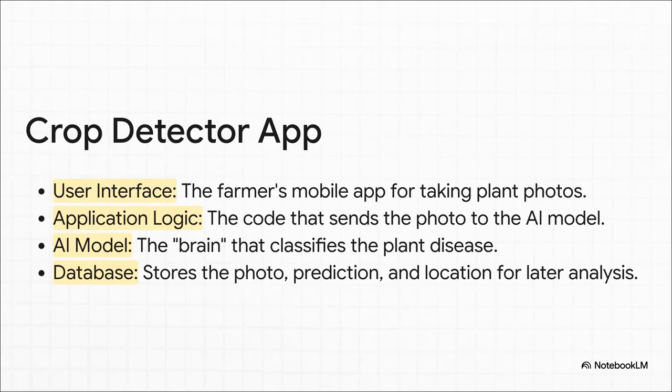So let's bring this back to our farmer's app. The UI is just the simple camera interface on their phone. The application logic is the code that zips that photo over for analysis. The AI model is the brain that looks at the photo and says, aha, that's blight. And the database saves that result, maybe with a GPS tag so the farmer can track where problems are popping up. See? Each part has a really clear job to do.